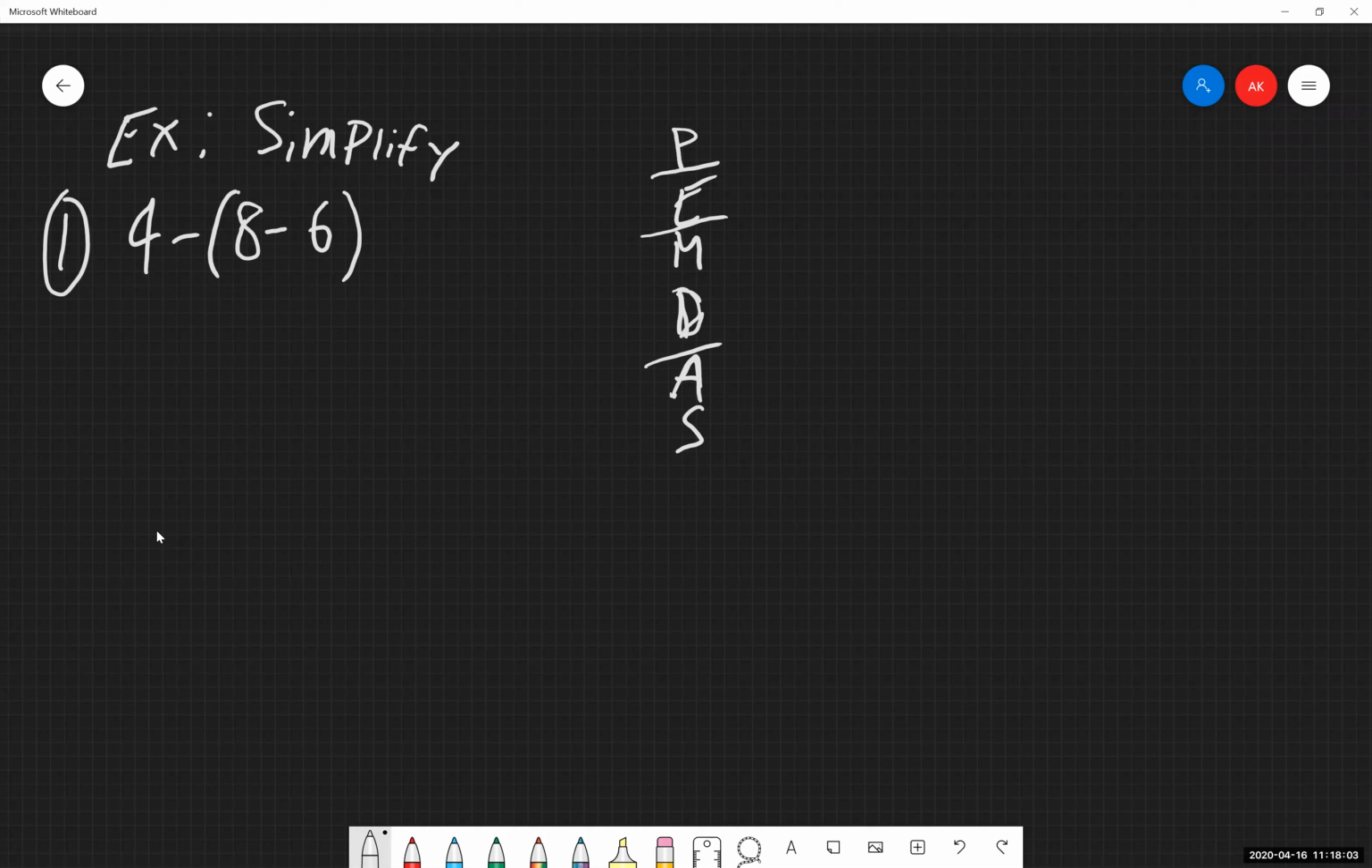So first things first, parentheses. Do I have any parentheses? Yes, I've got some right here. When we go inside of parentheses, we restart PEMDAS all over again. So I'm only looking at 8 minus 6. Inside a set of parentheses, I don't have any parentheses. I don't have any exponents. I don't have multiplication, division. I have addition, subtraction. So I'm just going to combine that 8 minus 6. And that's going to give me 2.